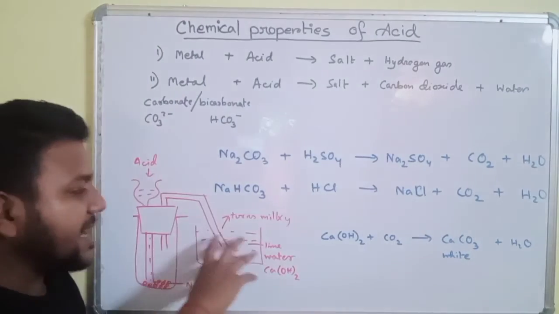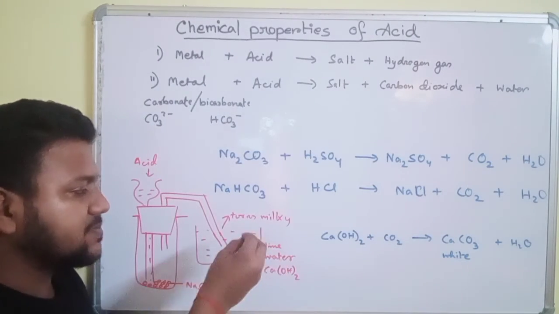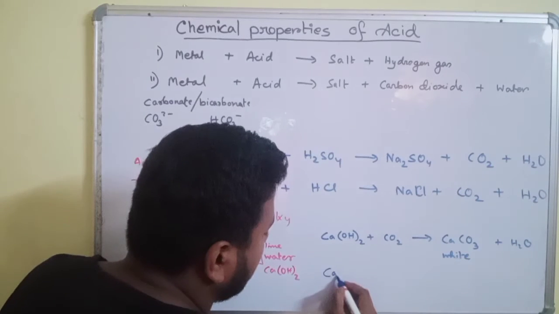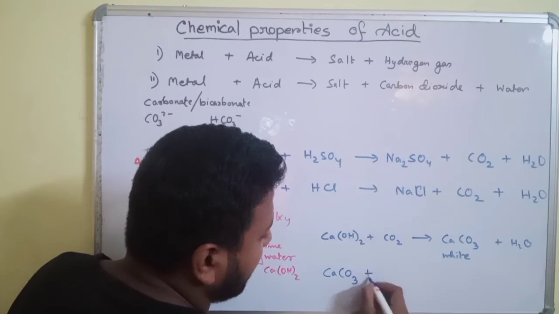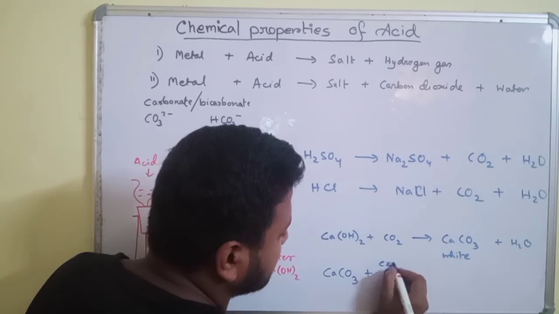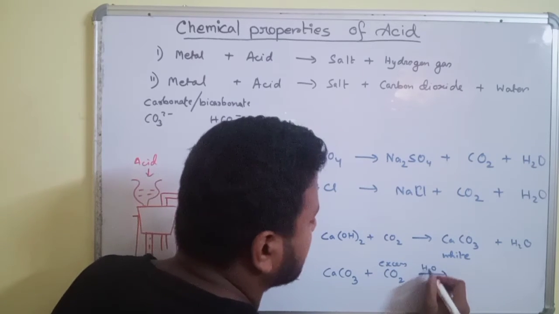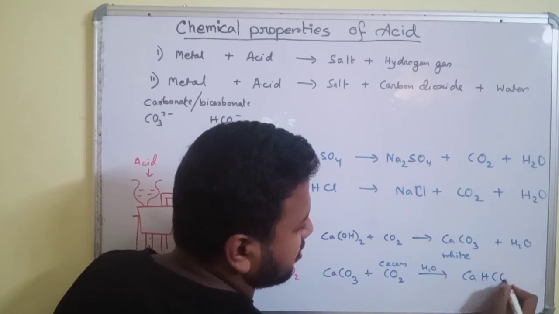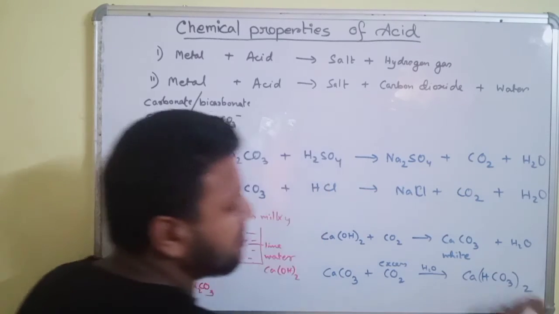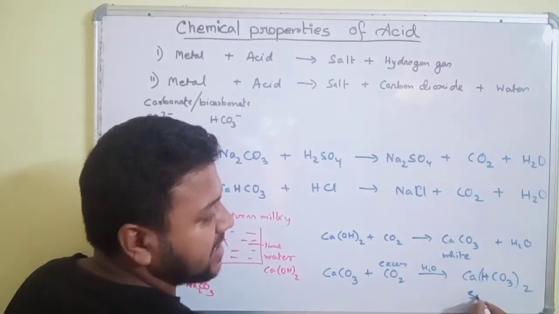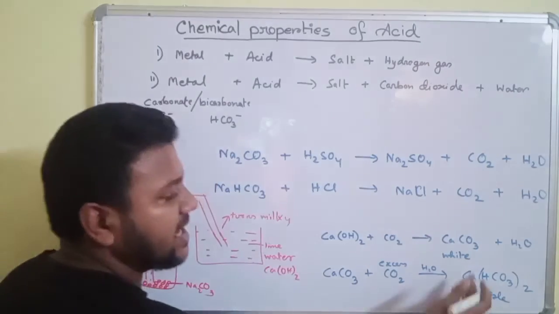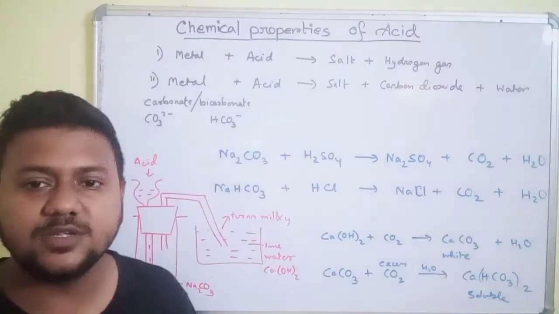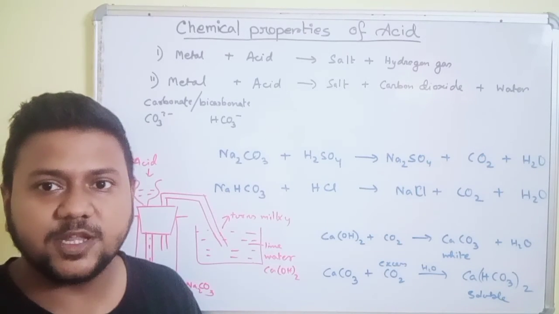Okay, now again, excess of carbon dioxide is passed into this solution. What happens? This CaCO3, when excess of CO2 is passed in the presence of water, we see the formation of Ca(HCO3)2, calcium bicarbonate, which is again soluble, and hence again the milky solution turns colorless. Let us repeat this particular reaction.